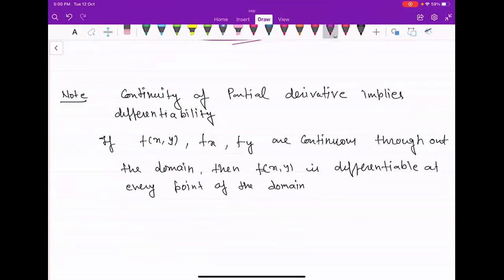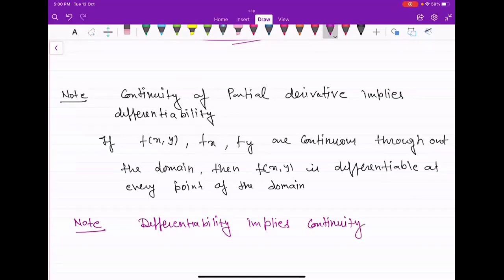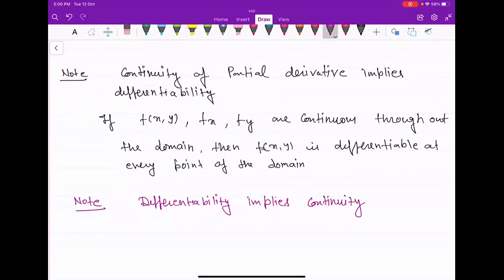I'm writing those. One more note I'm writing here: differentiability implies continuity. ठीक है ना? तो अब तो पता ही है कि अगर डिफरेंशिएबल है तो डिफरेंशिएबल होने का मतलब है कि फंक्शन एंड देयर पार्शियल डेरिवेटिव दे आर कंटीन्यूअस. अब वो कंटीन्यूअस होंगे तो फंक्शन तो कंटीन्यूअस होगा ही होगा ना. तो अगर कोई फंक्शन डिफरेंशिएबल है तो हम बोलेंगे दैट फंक्शन इज कंटीन्यूअस आल्सो.